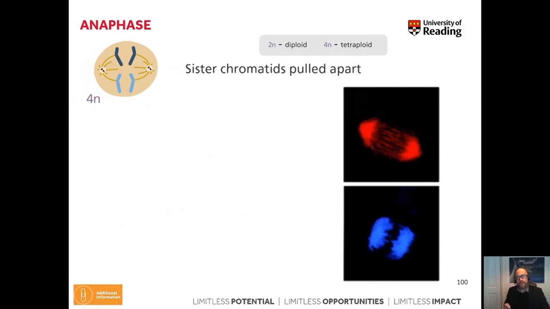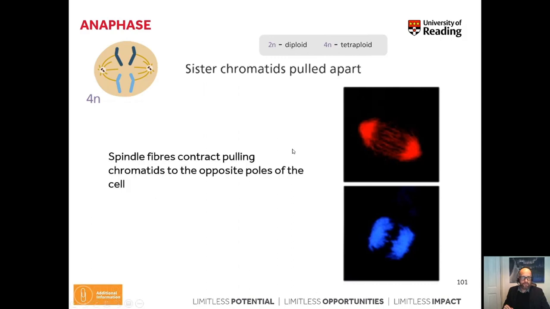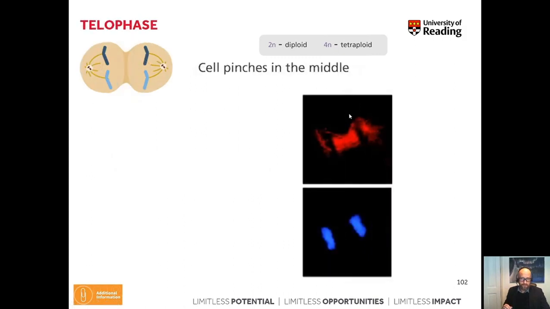In the anaphase, the sister chromatids are pulled apart by the microtubules, but the chromosomal configuration is still 4n. And I personally like the image on the right-hand side very much, because you can see quite nicely how those spindles, which are formed by microtubules, are pulling the chromosomes that you can see here apart. So there is clear separation of the sister chromatids. During anaphase, the spindle fibers contract, pulling chromatids to the opposite poles of the cell.